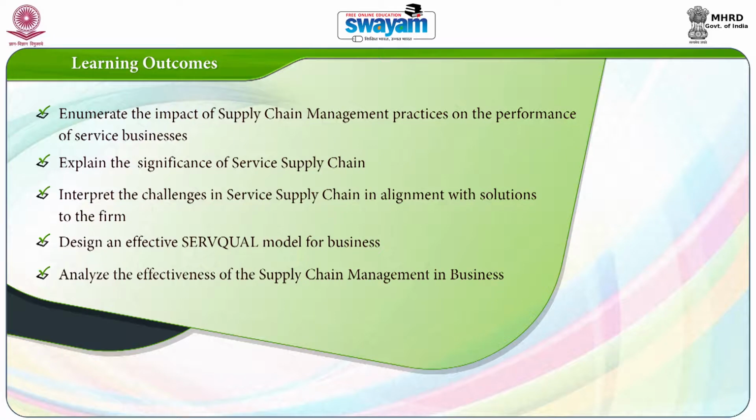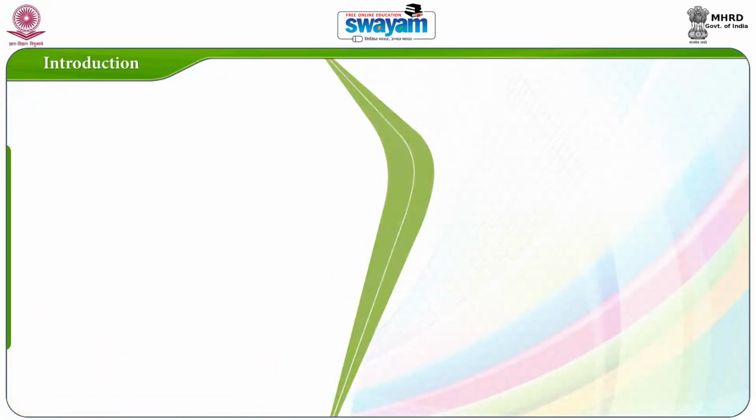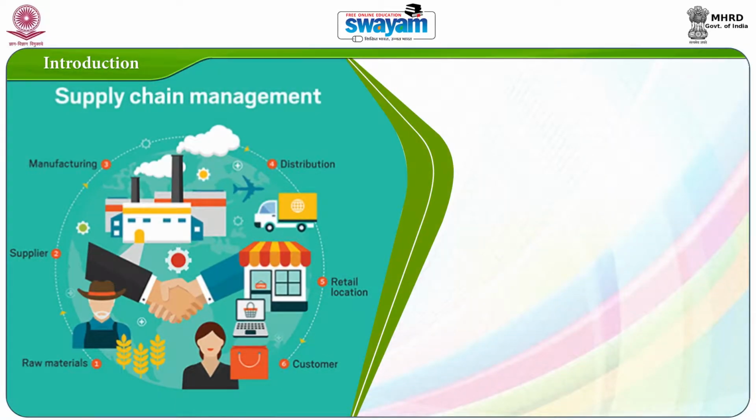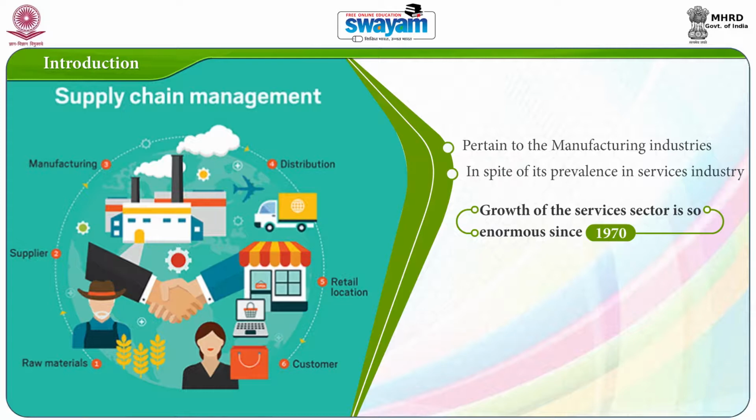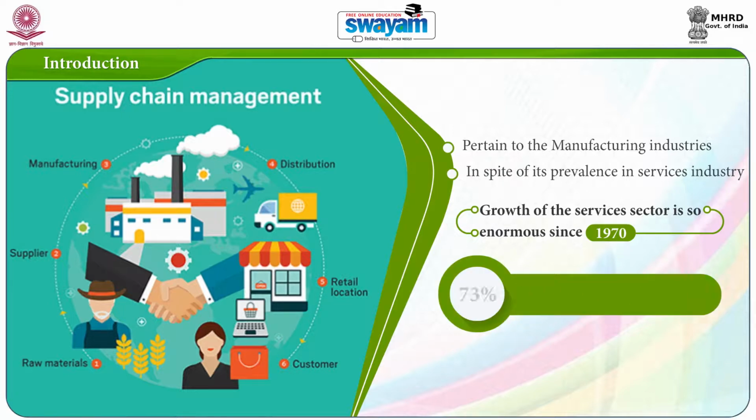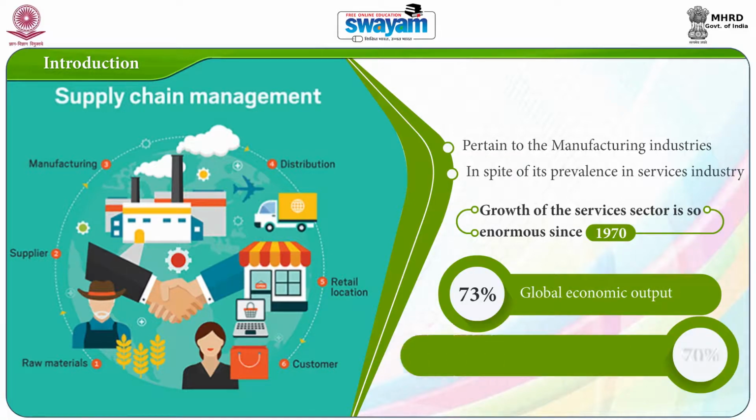chain management in business. Now we are going to focus on session 1, which will reach the objective of understanding the supply chain management in service industry. Most researches in the concept of supply chain management pertain to the manufacturing industries in spite of its prevalence in service industry. The growth of the service sector is so enormous since 1970s that it contributes 73% to the global economic output and about 70% of the economic activity of many developed nations.